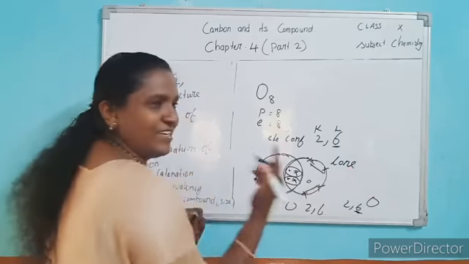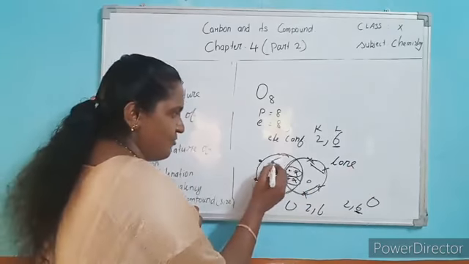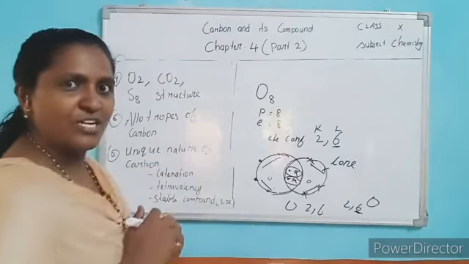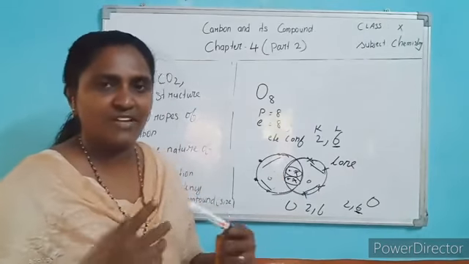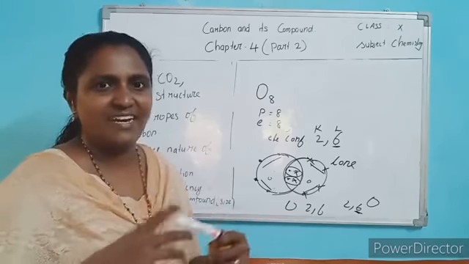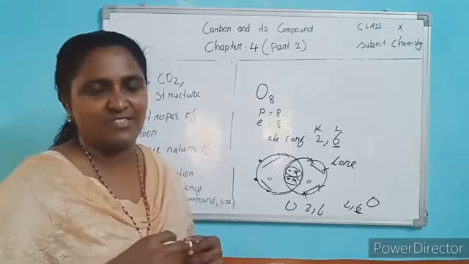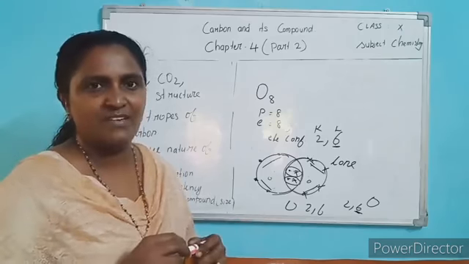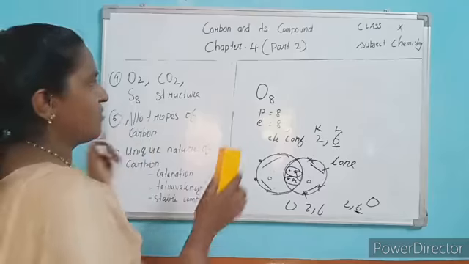And how many lone pairs are there? 2 lone pairs. Here also 2 lone pairs. What is a lone pair? Unshared pair of electrons, not bound for sharing. It does not involve in sharing of electrons between the atoms. Clear? Now let us see carbon dioxide.